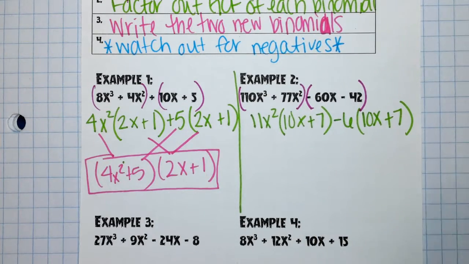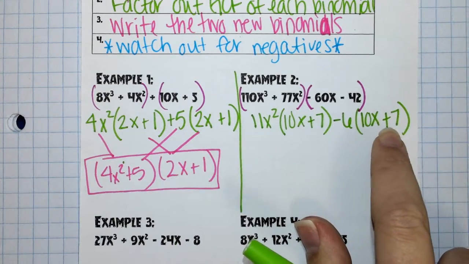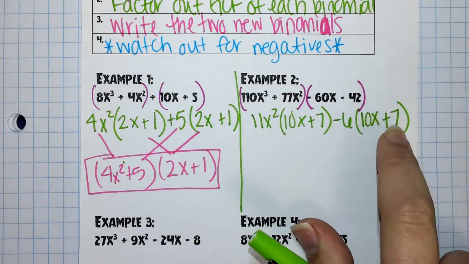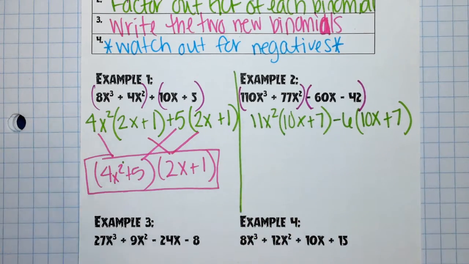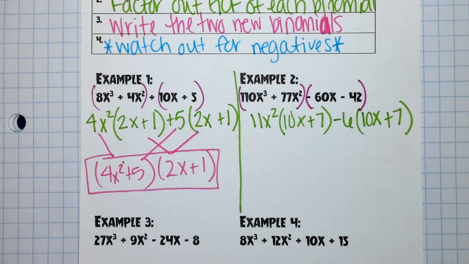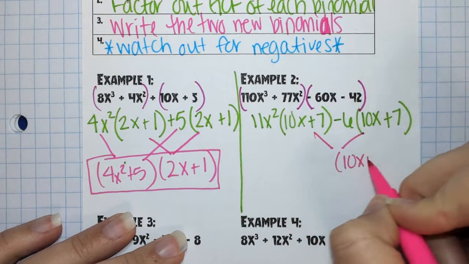And another reason, this had a plus in it, correct? So we want to make this one a plus. And to make this a positive 7, you have to divide negative 42 by negative 6. Alright, now, are the parentheses the same? Yes. So we bring them down, and we get 10x plus 7.